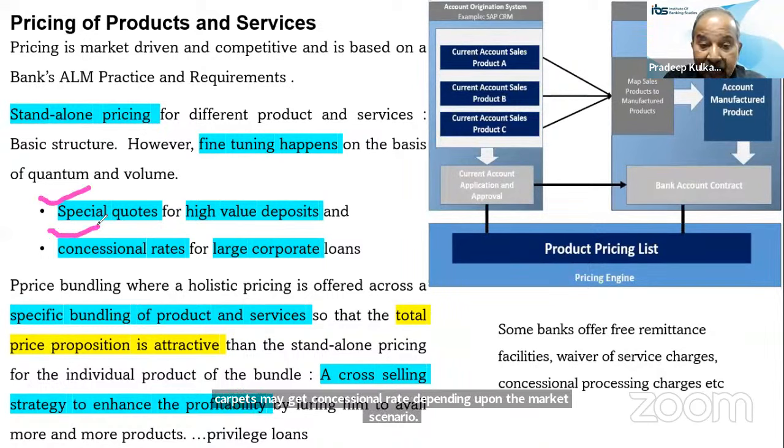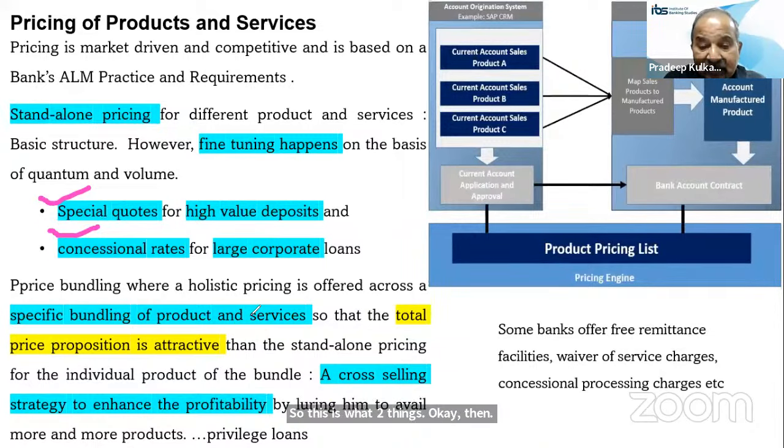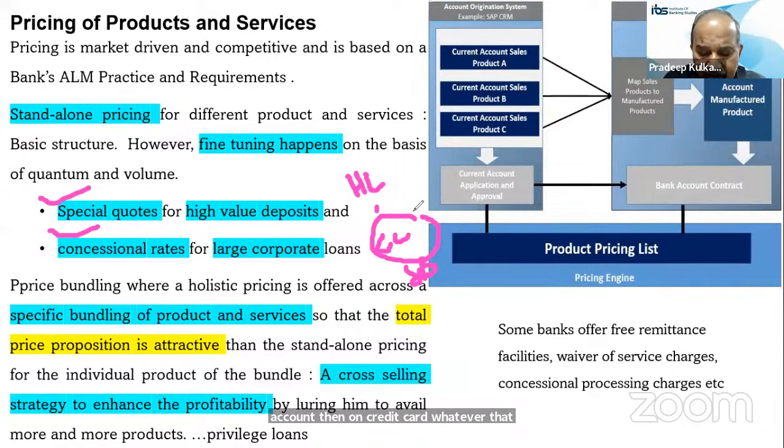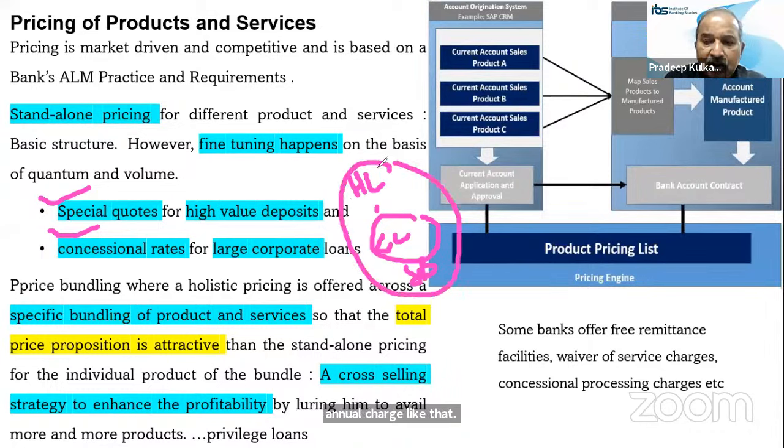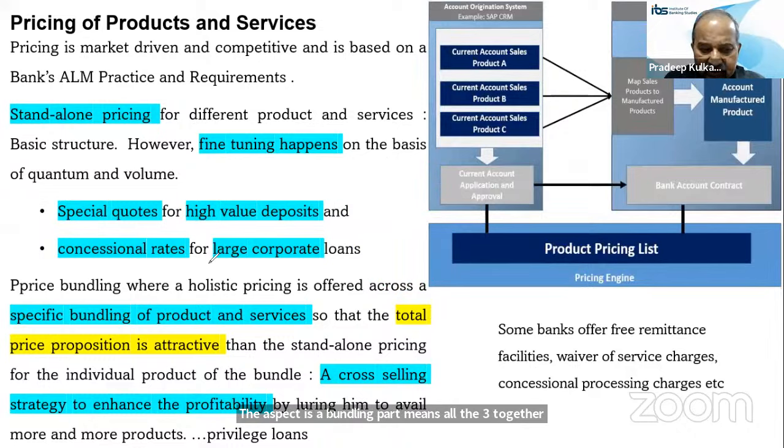Then the third very important thing is price bundling. What does it mean? For example, if you are taking a housing loan together with a credit card and opening a savings bank account, then on the credit card, whatever admission charges or joining fees are there get waived, or an annual concession for 1 year will be given on the annual charge. That is the bundling aspect. All three together, we are in a position to capture a customer. Why do we do this? Because that is the advantage of cross-selling. On one customer, we are able to sell three different products.